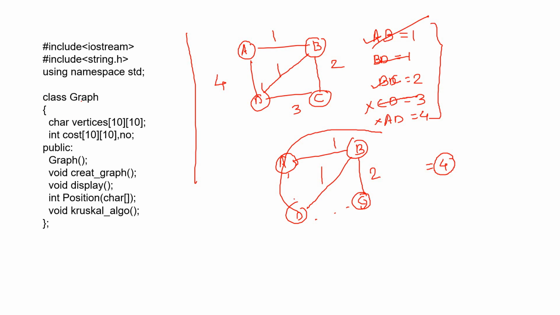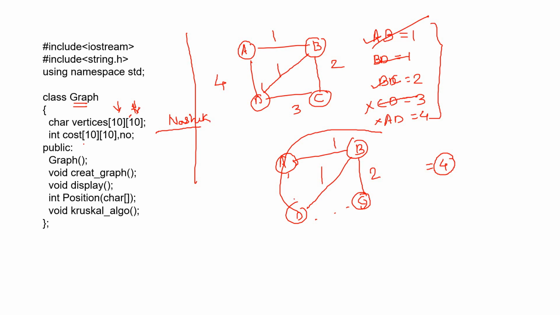Here I have created one graph class. The name of the class is graph, and first is the character vertices array with 10 and 10. What does it indicate? Here I can store 10 city names or 10 vertex names, and each vertex name can include a maximum of 10 characters. Suppose my vertex name is Nasik; I can give a maximum of 10 characters. The second dimension indicates how many characters are in one string, and the first indicates how many strings there are.